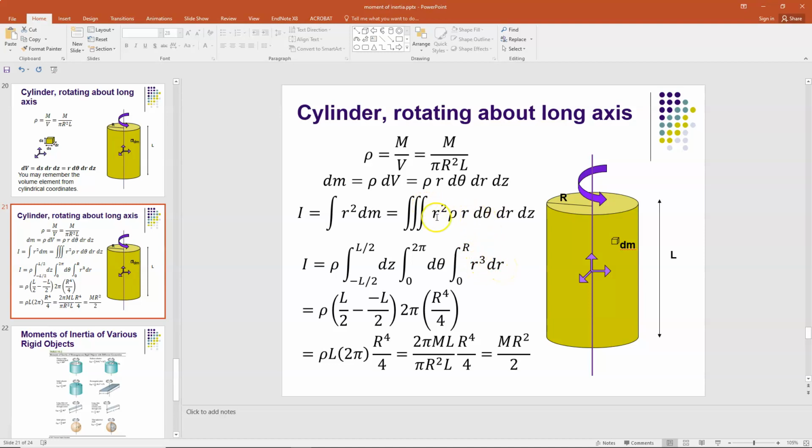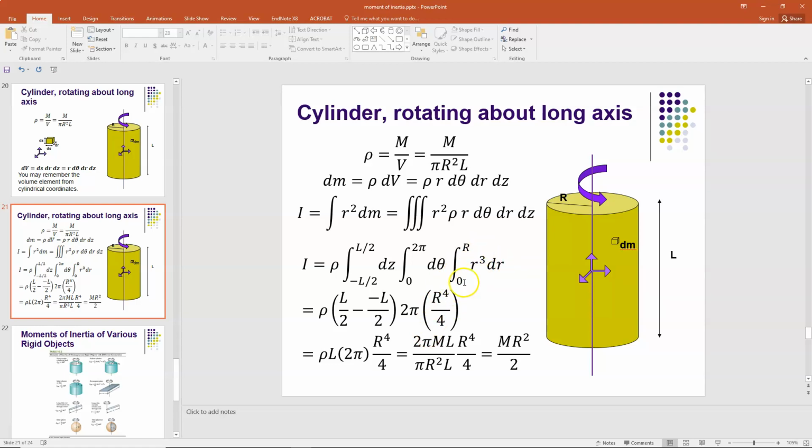And the r cubed comes from the fact that I have an r squared here times an r from my volume element. Okay, so if I evaluate those integrals, if I integrate dz, I just get z, and then z is evaluated from minus L over 2 to L over 2. So what I would have is L over 2 minus minus L over 2, which would of course give me L. And then if I integrate d theta, I get theta evaluated from 0 to 2 pi, which just gives me 2 pi. And then if I integrate r cubed dr, I get 1/4 r to the 4th.